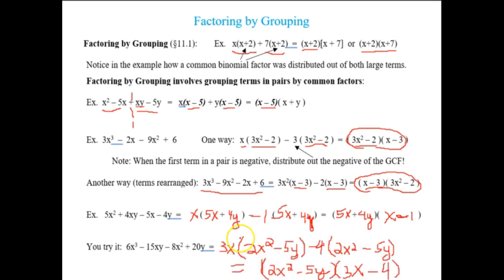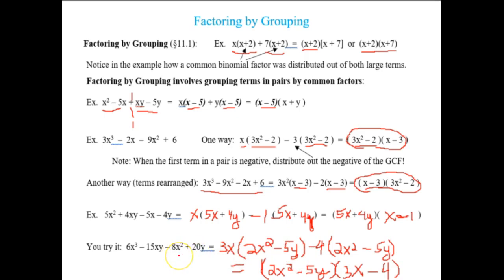Okay, so I already showed the working of this problem here. So let's look at it. In the first two terms, 3 is a common factor, and also x. So 3x is the greatest common factor. If you divide 6x to the third by 3x, you get 2x squared. If you divide negative 15xy by 3x, you get negative 5y.